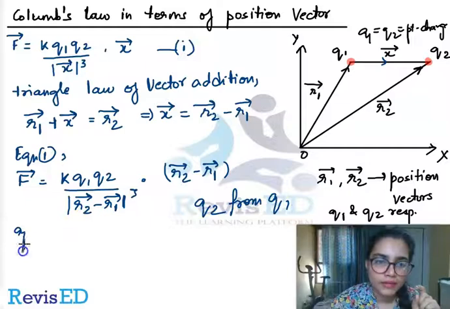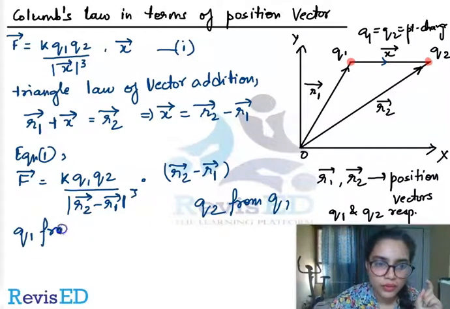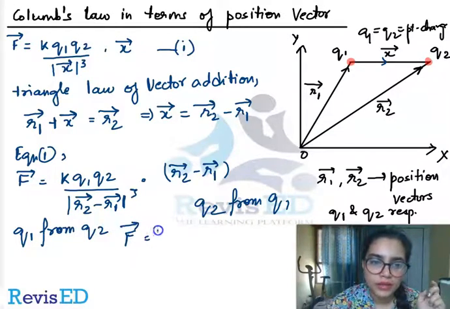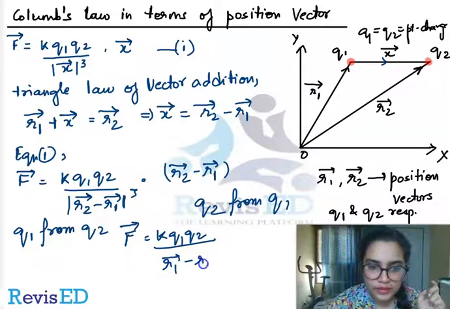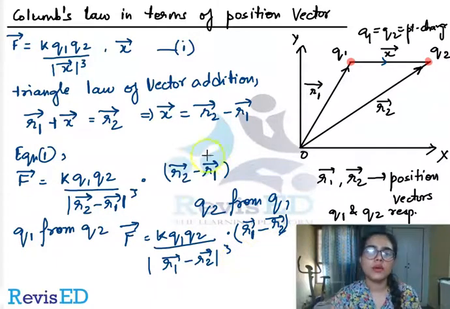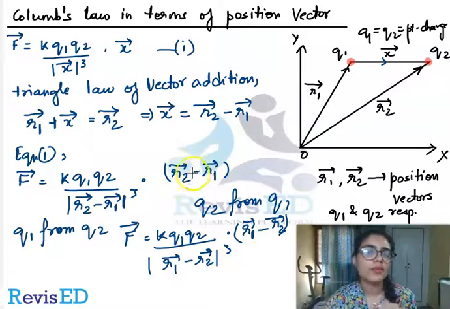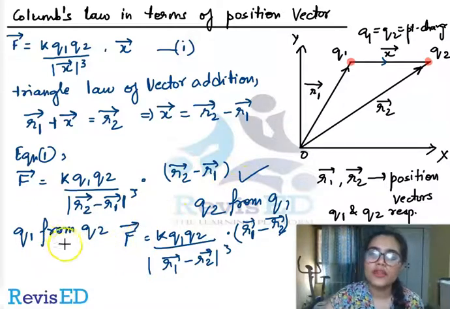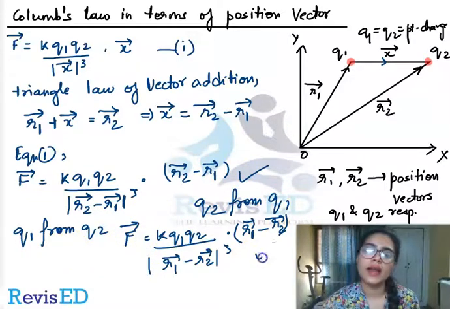If you have to write it like the distance of Q1 from Q2, so this formula will become F is equal to K Q1 Q2 by magnitude of R1 vector minus R2 vector whole cube into R1 minus R2 vector. So we have done it for both. When the distance from Q2 is taken to Q1, then you will have this. When the distance from Q1 is taken for Q2, then you will have the formula as this.